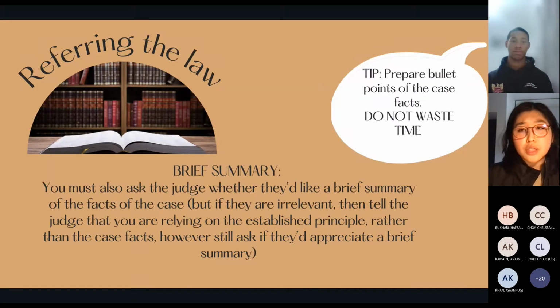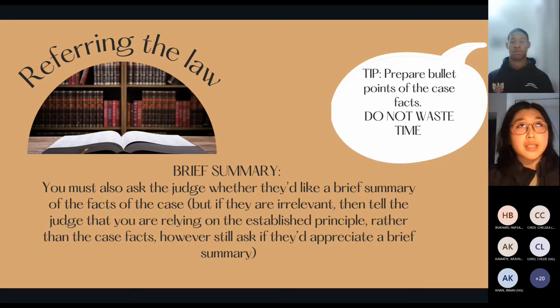So in terms of referring to the law, you're not only going to refer to the brief summary of the facts of the present case, you're also going to be referring to all the different authorities that you have laid out in your skeleton argument. So please just prepare bullet points. You are on a time crunch.